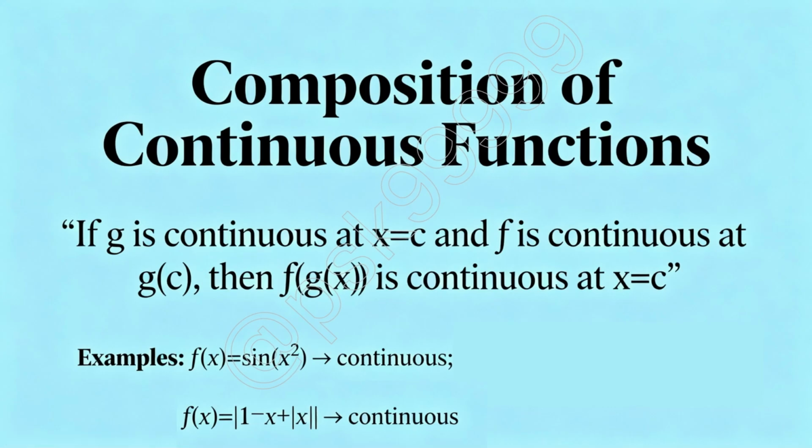Correct, sine of x or sine of theta is also continuous. Since f of x is continuous and g of x is continuous, f of g of x is also continuous. Similarly, f of x equal to absolute value of 1 minus x plus absolute x is continuous, because if you separate them as two independent parts, this will become 1 minus x plus absolute x, which is continuous. And the absolute value of this one is also continuous.